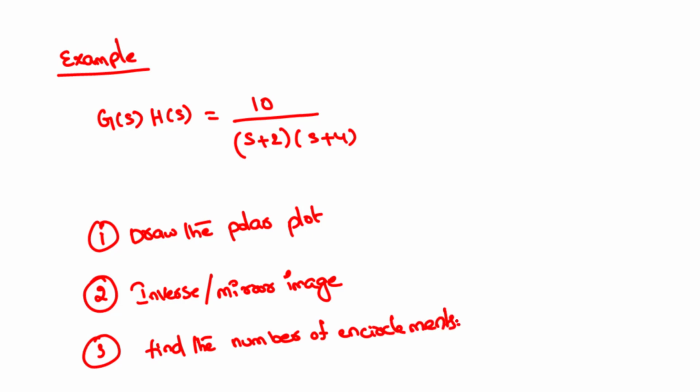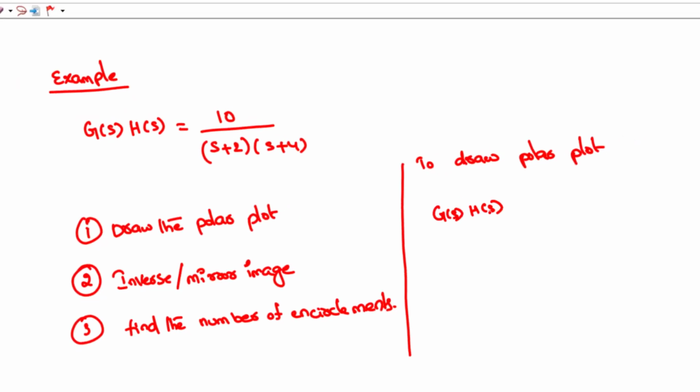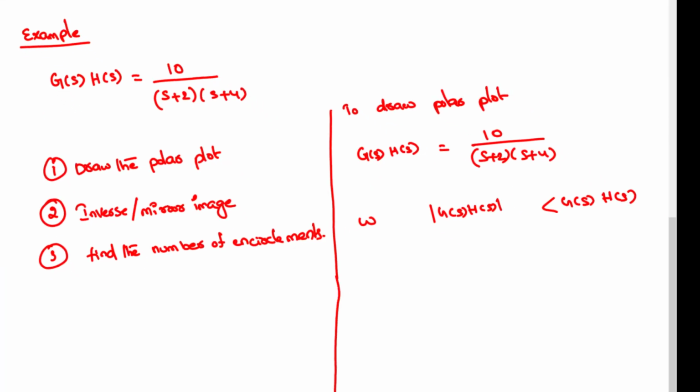For the first step, to draw the polar plot, we have to take the open loop transfer function, that is G(s)H(s), which is equal to 10 by (s plus 2) into (s plus 4). Here we have to draw the polar plot by taking omega in its magnitude of G(s)H(s) and angle of G(s)H(s). Now the magnitude is 10 by square root of (omega square plus 4) into (omega square plus 16). The angle is minus tan inverse of omega by 2 minus tan inverse of omega by 4, that we already know.